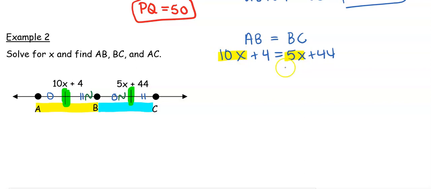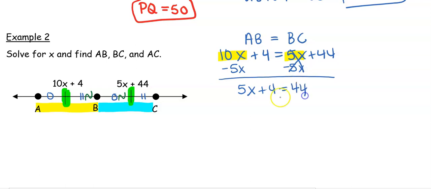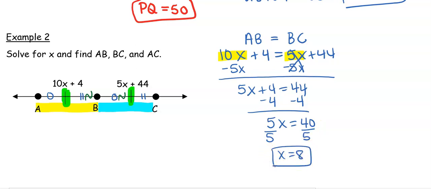I'm going to move the smaller one because remember I want to try to keep my variables positive when possible. 10 minus 5 gives us 5x plus 4. 5 minus 5, that's gone, that cancels. We move our 4 over. 5x is equal to 40. 5 times x, so I divide by 5 to get my x equal to 8. So that's the first part, x is equal to 8.